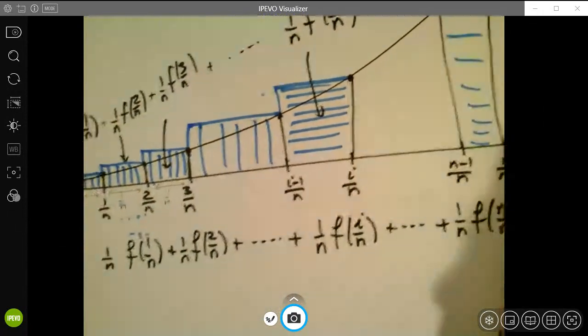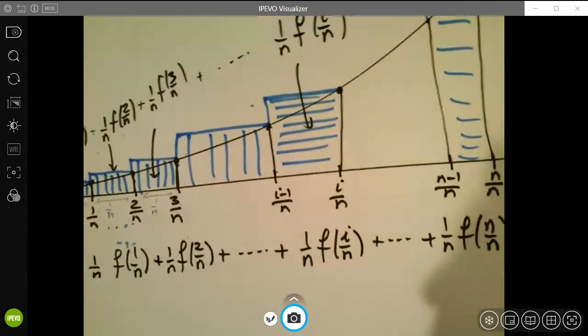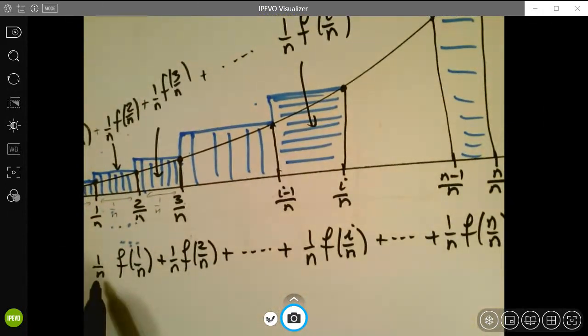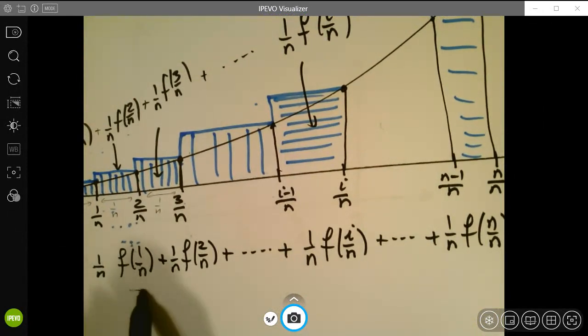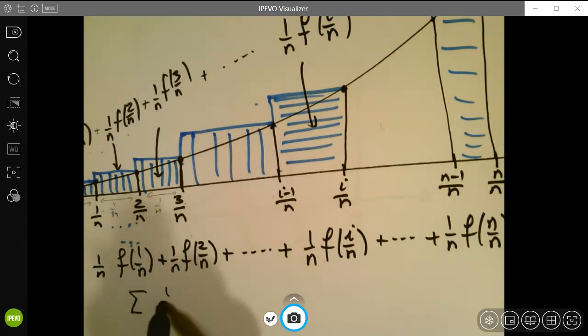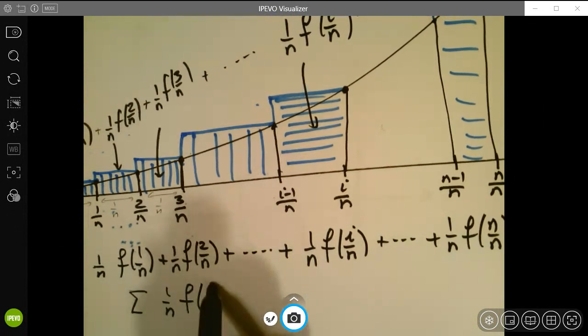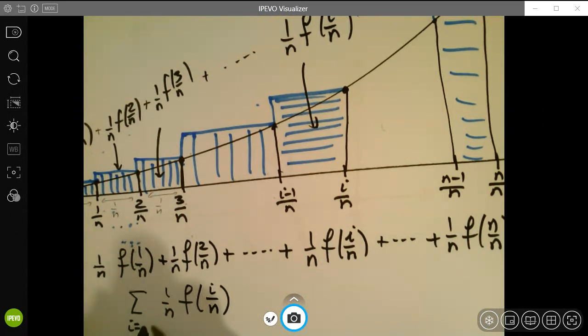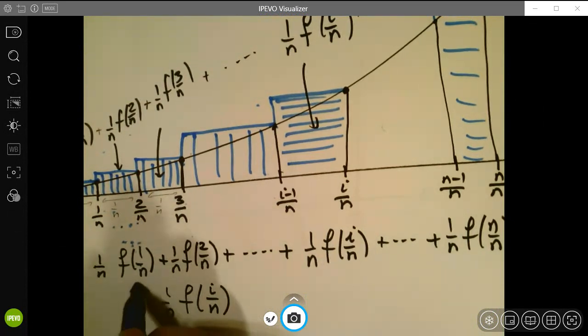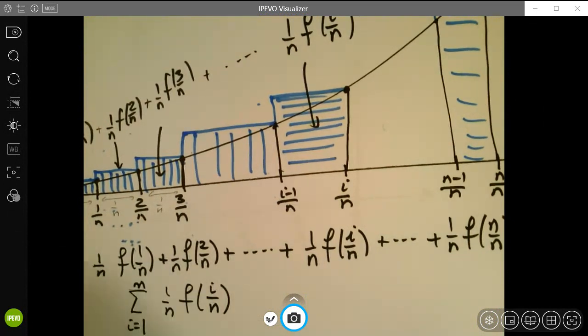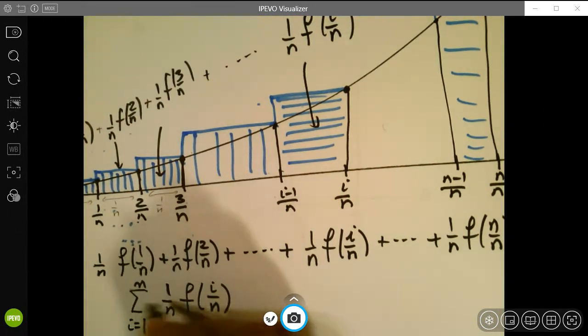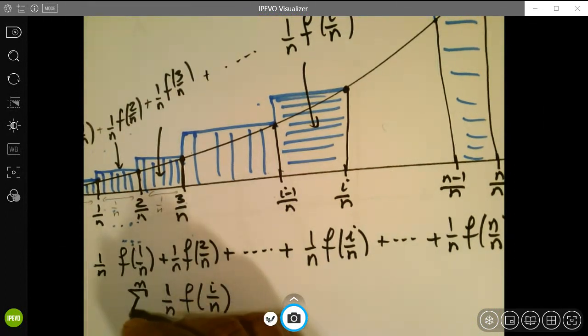That's what we will get, okay? And you can see there is 1/n, like a sum. This is if you want to use the sum of 1/n f of i/n, okay, where i goes from 1 to n. That's really what I'm trying to convey.